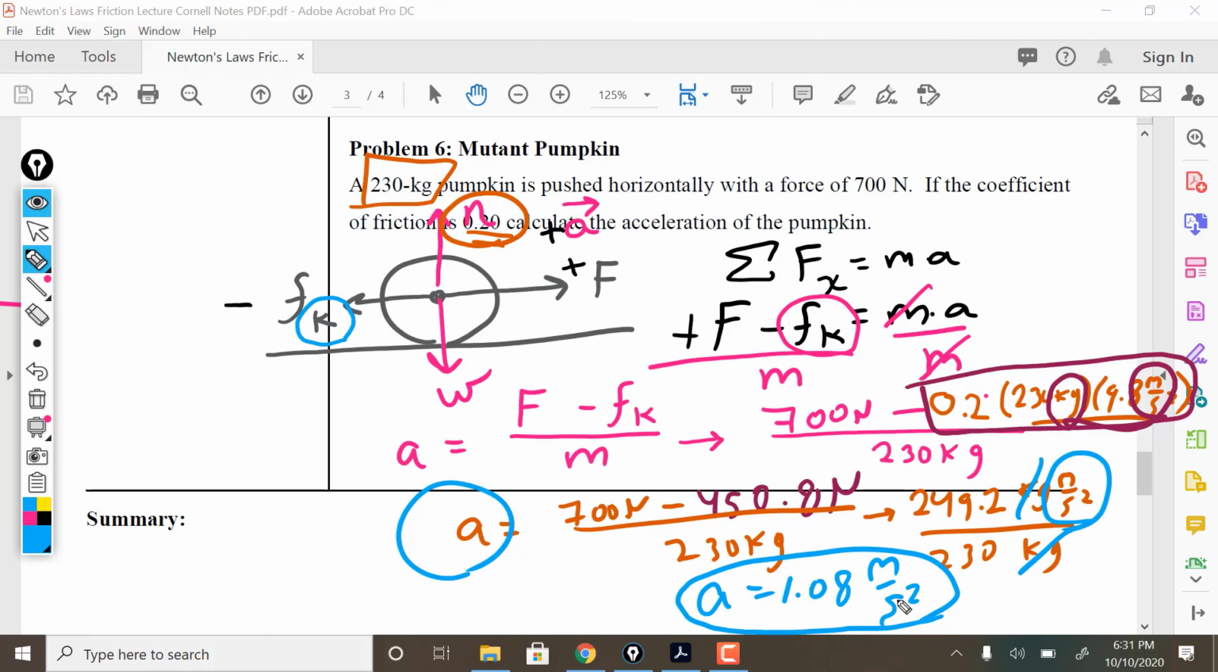For your summary, I want you to explain how friction is mathematically used in these problems.